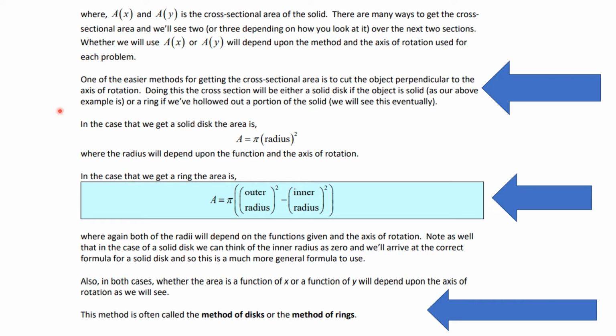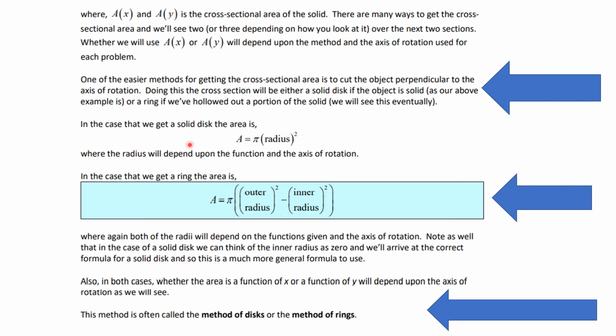Okay, now one of the easier methods for getting the cross-sectional area is to cut the object perpendicular to the axis of rotation. This is characteristic of the disk, washer, or ring technique. So if you're doing the disk, washer, or ring technique, you're drawing a slice that is perpendicular to the axis of rotation. And when you do this, you'll either get a solid disk, if the object is solid, as our first example is, or a ring if we hollowed out a portion of the solid, and we'll see this eventually.